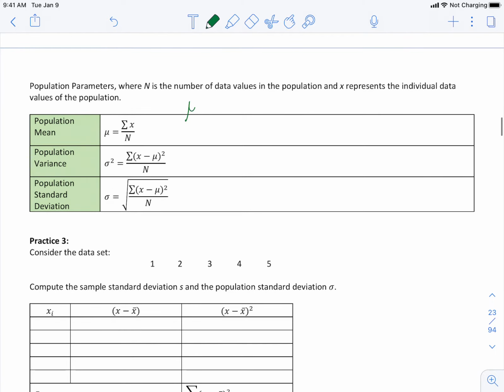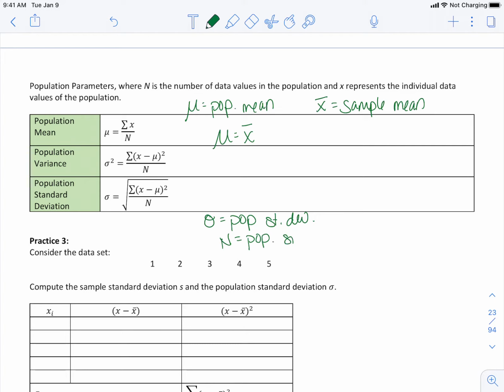So a couple of reminders. Mu is the population mean. X bar is the sample mean. Sigma is the population standard deviation. Capital N is the population size. S is equal to the sample standard deviation, and lowercase n is the sample size.